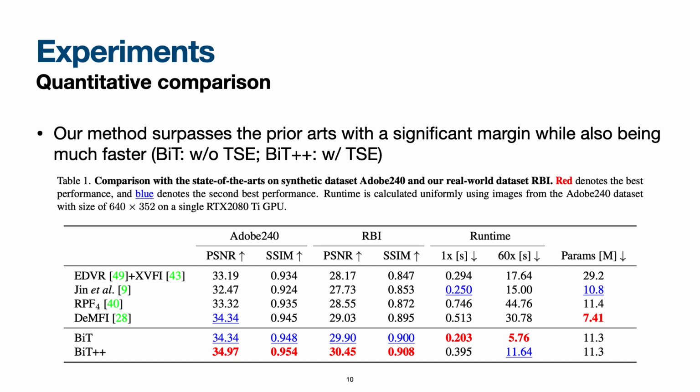In terms of quantitative comparison, when we compare BIT with prior methods, we observe a clear and significant margin of improvement in both quality and efficiency. Our approach delivers high-quality blur interpolation, and it does so faster than competing solutions.